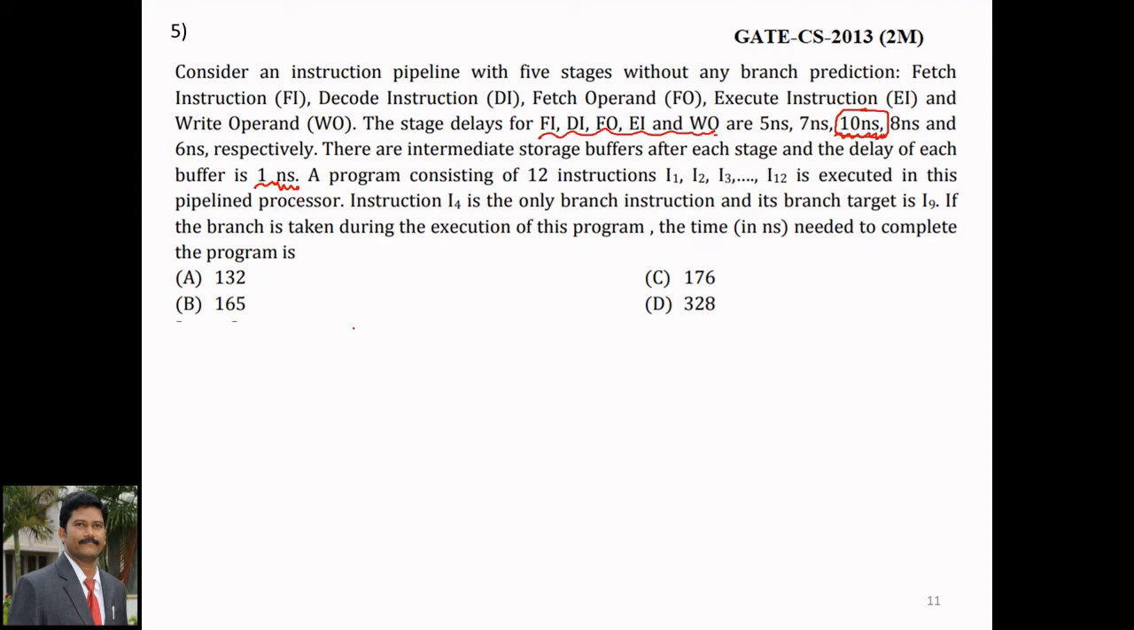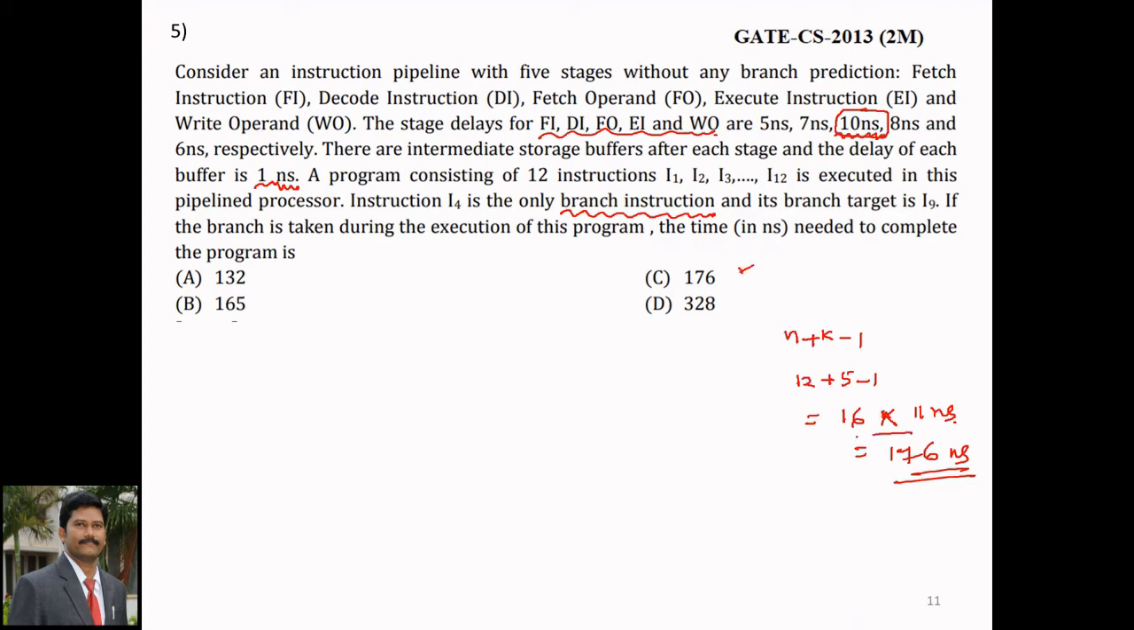Now let us see, because there is a branch instruction. If the branch instruction is not there, then n plus k minus 1, that is n instructions, total 12 instructions plus 5 stages minus 1, that equals 12 plus 5, 17, minus 1, that is 16, into each one 11 nanoseconds, right? How much? 176 nanoseconds, okay. If the branch instruction is not there, this C option is correct.